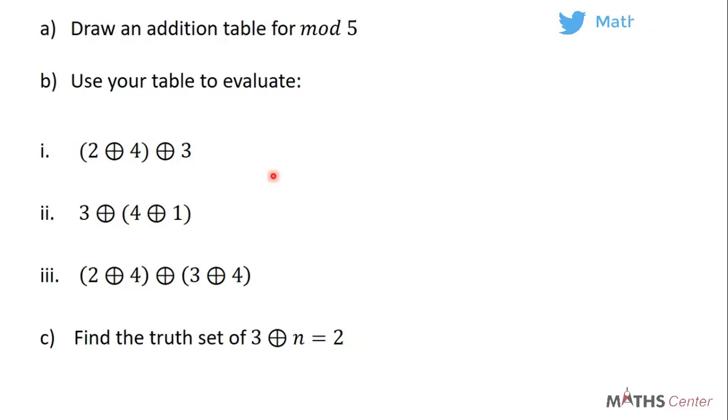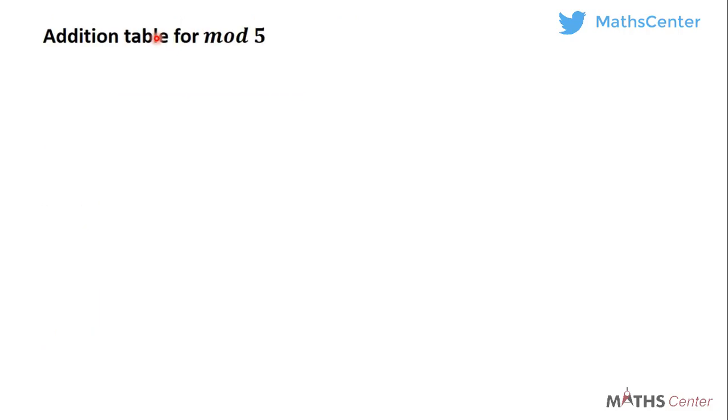We are going to solve the first 2 parts of this question in this video, and we will solve the last part in the next video. Let's begin with the first part, an addition table for mode 5. The question did not define a set of values for us, so we are going to use the set of values used in mode 5 to draw the table. We have learned that in mode 5, the set of values used are 0, 1, 2, 3, 4. So we are going to use this set of values to draw our table.